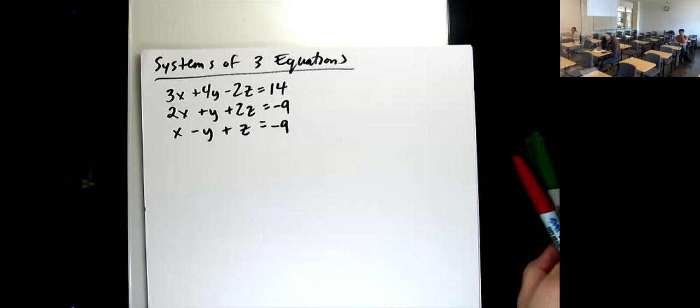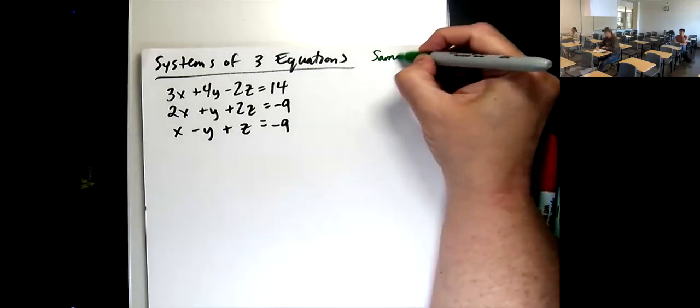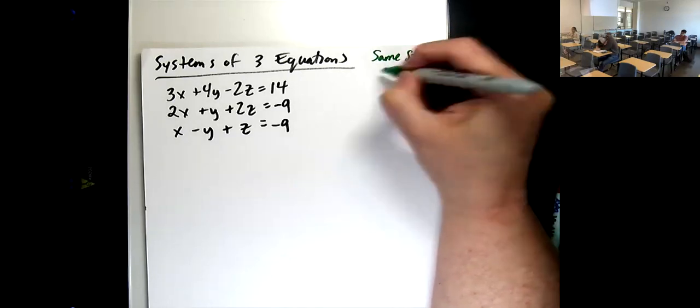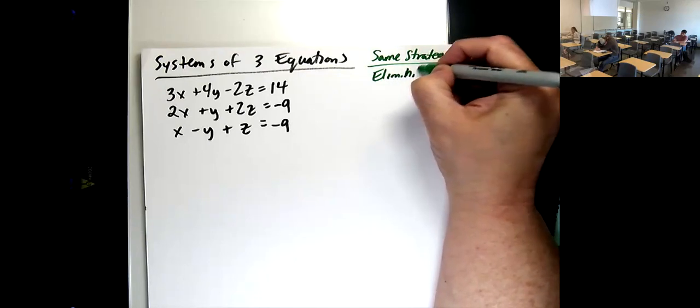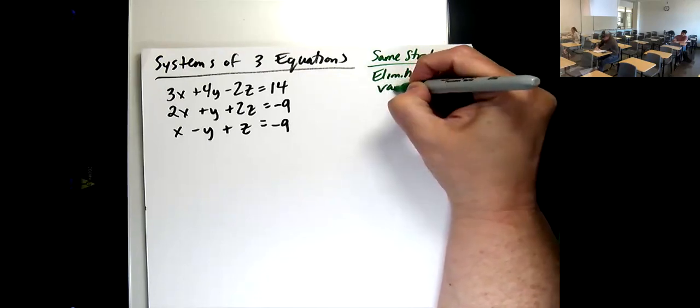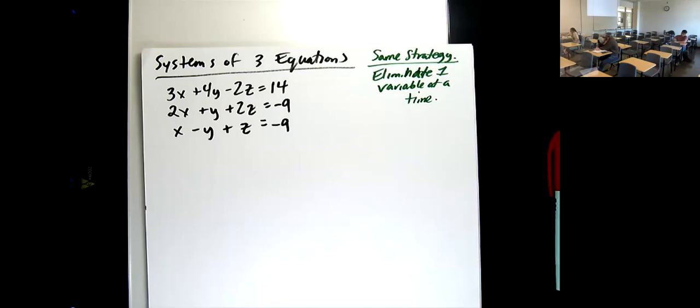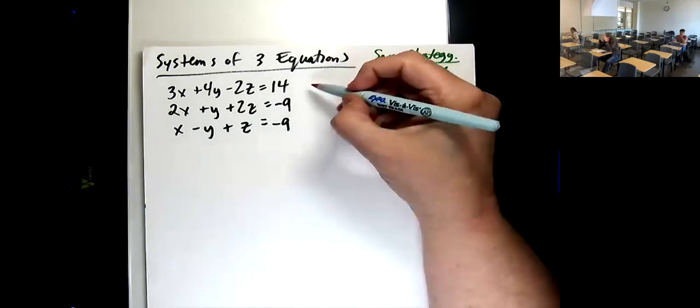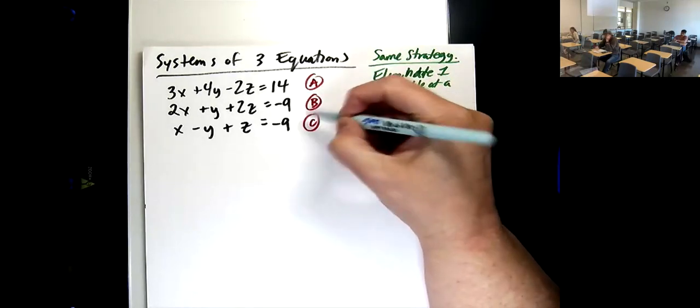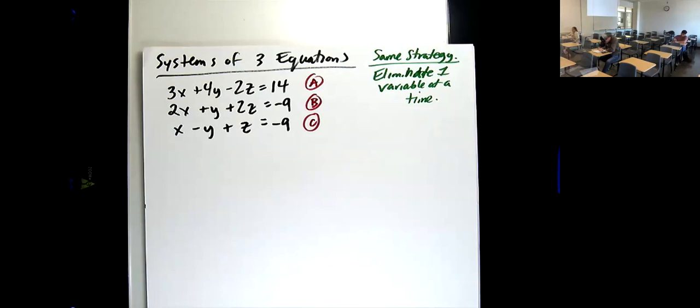We do the same strategy. Eliminate one variable at a time. I do not recommend the substitution method for this problem ever. Never ever is this an easy substitution method thing. So I think it's helpful if you label them A, B, and C. Equations A, B, and C, so that when you start combining them, you can show what you're combining. And it'll help you track what you did.